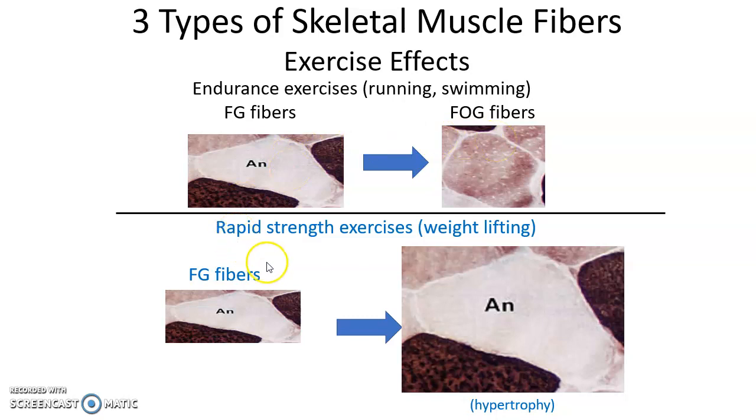The way to get huge muscles is through rapid strength exercises like weightlifting. And what happens here is the fast glycolytic fibers, and probably the other fibers a little bit, but this is the main category, get bigger. They engage in hypertrophy. They become wider. So the muscles are bigger not because there's more cells, but because the cells you have are bigger.